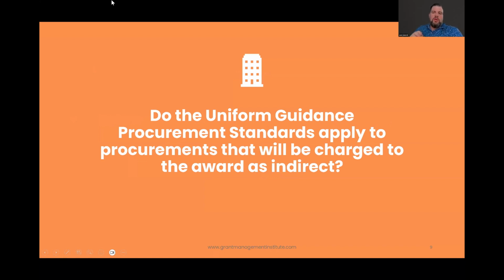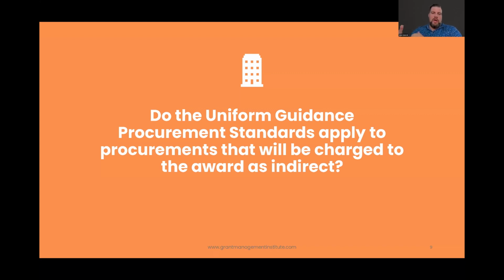Okay, so another one, and again, this has been really kind of a hot question. There were a lot of questions centered around this, so we grouped them into this single question. But ultimately, the question here is: do the Uniform Guidance Procurement Standards apply to procurements that will be charged to the award as indirect costs?